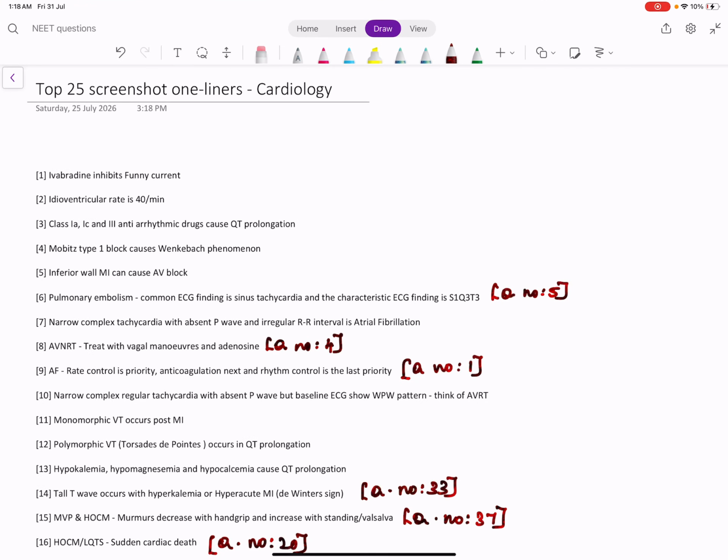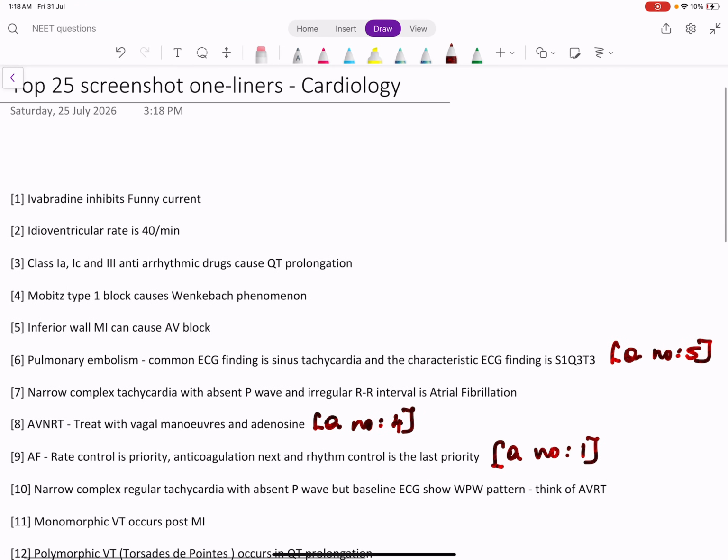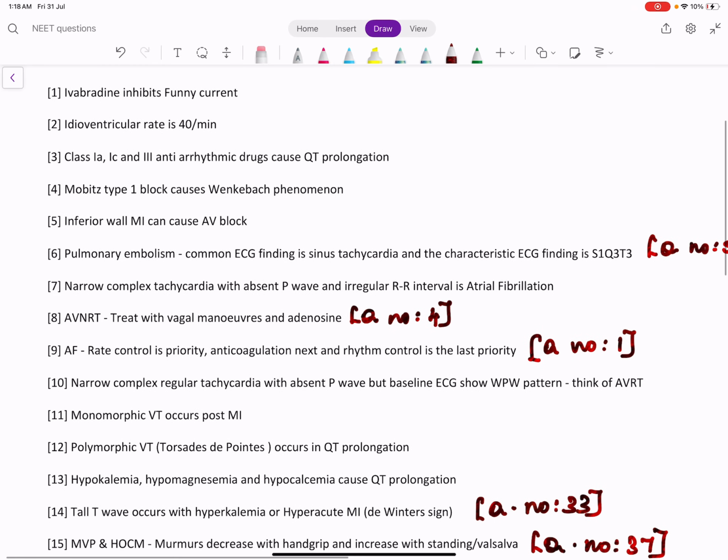Coming to the section of top 25 screenshot one-liners in cardiology. So this is for NEET PG.